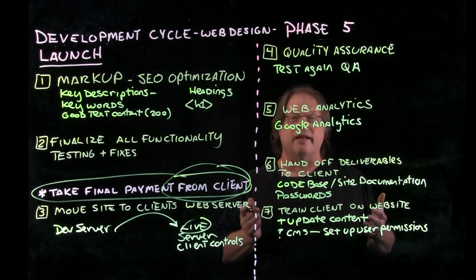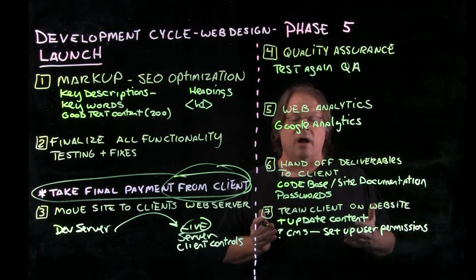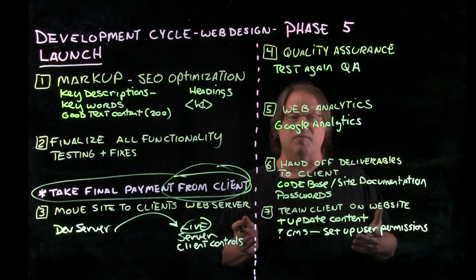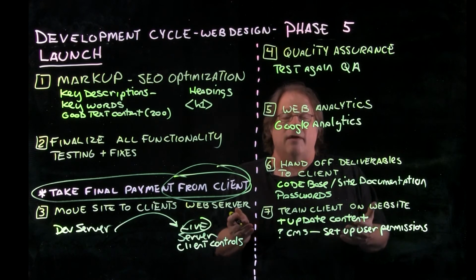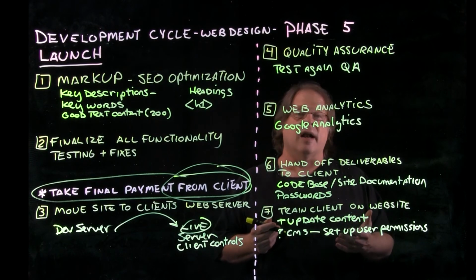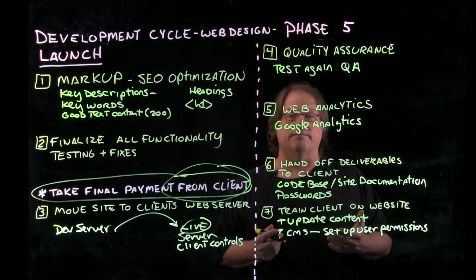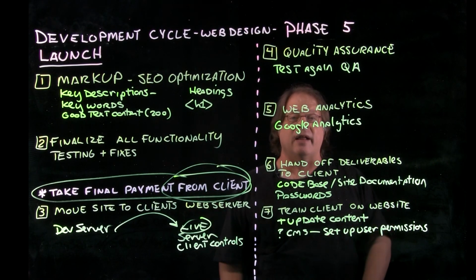So remember, the last thing to do on launch, train the client on the website you've built for them. You want them to be able to update their own content so they're not calling you on the phone every day. And if there's a CMS, train them on how to set up permissions and how the CMS operates. Then the site's live. That is the launch.